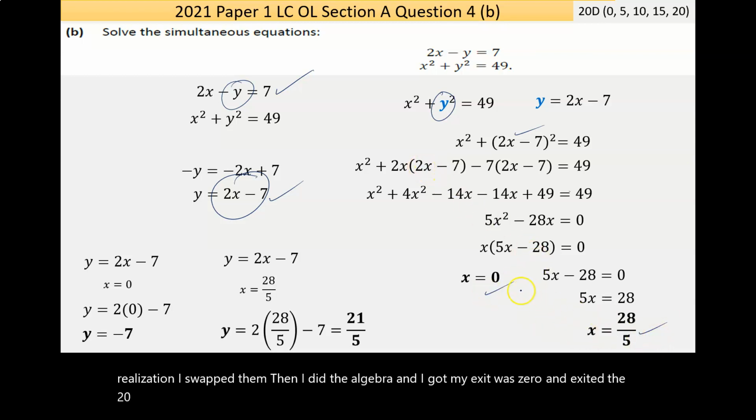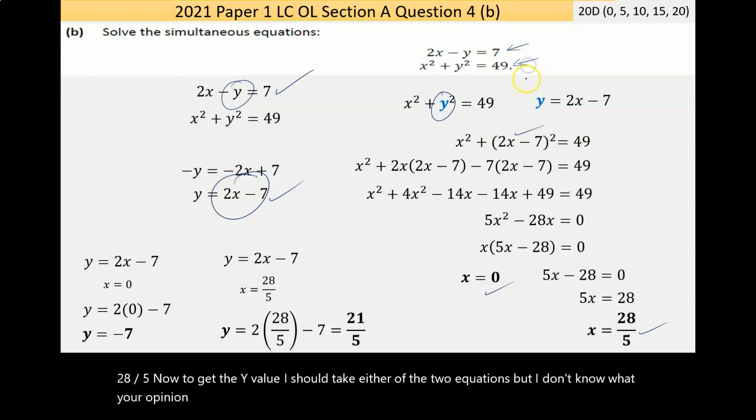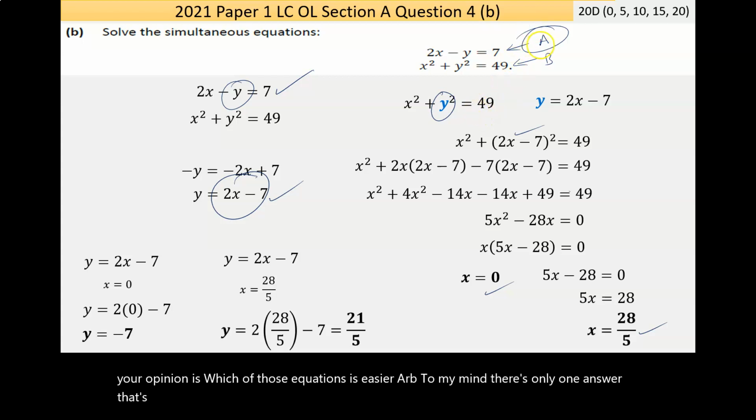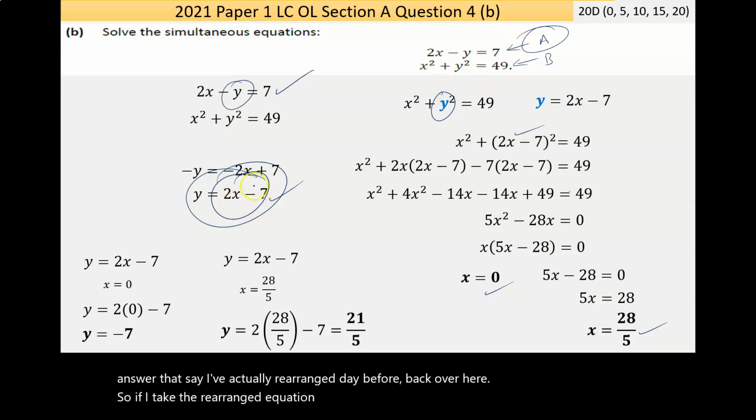Now, to get the y value, I should take either of the two equations, but I don't know what your opinion is. Which of those equations is easier, A or B? To my mind, there's only one answer, and that's A. I've actually rearranged A before, back over here. So if I take the rearranged equation, or this one, it doesn't matter, this rearranged one will just make things easier.